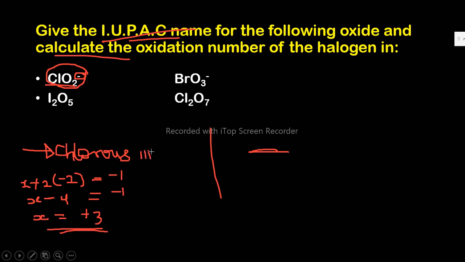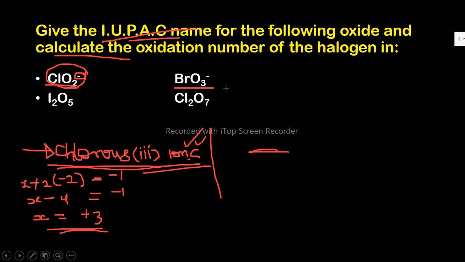So therefore, this one is chlorite(III). It must be written, put in brackets with roman numerals. So this is what we mean by the IUPAC. So chlorite(III) ions. Yes, this is what I wanted.